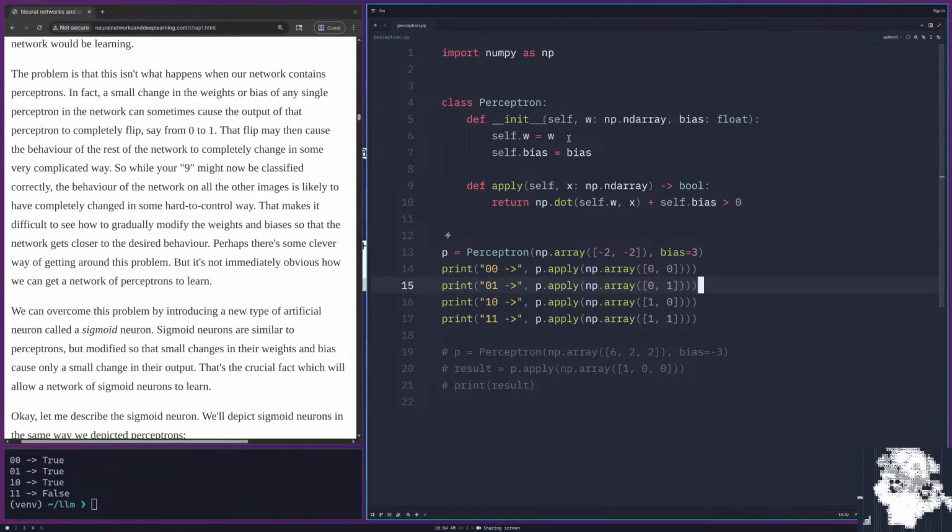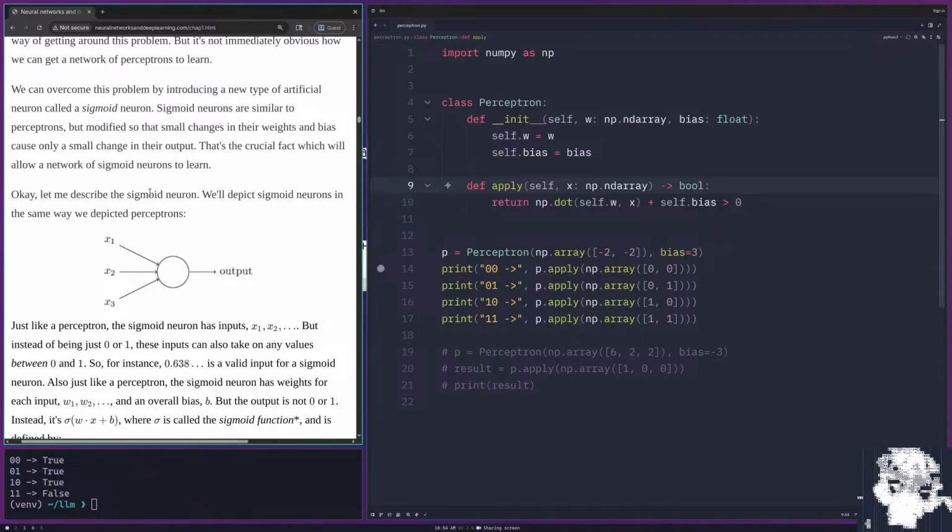So it sounds like the problem with the perceptron is that the output is either exactly 0 or exactly 1, which means a small change can cause it to flip, which could have cascading consequences in the rest of the network. So I think the important part of the sigmoid that we're going to see is that the output's not Boolean.